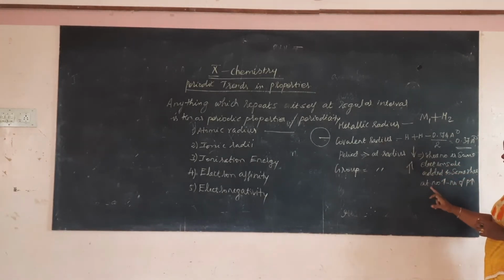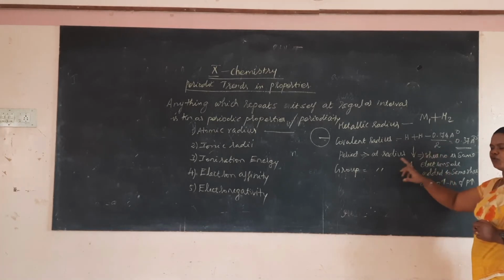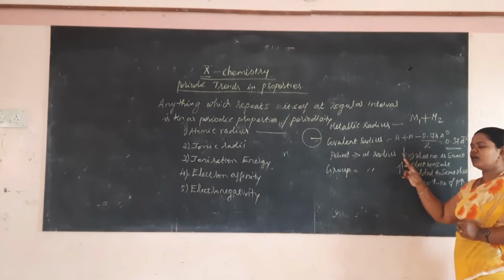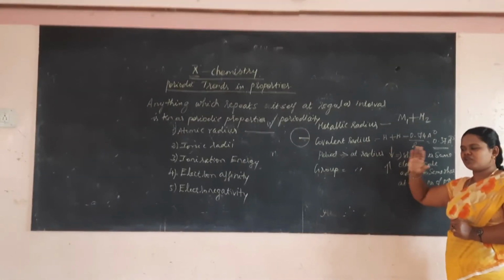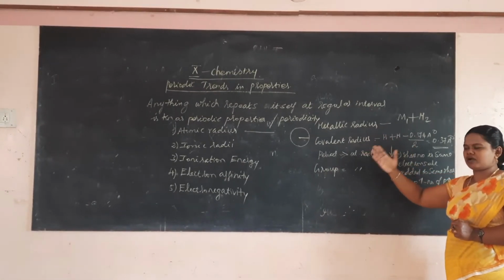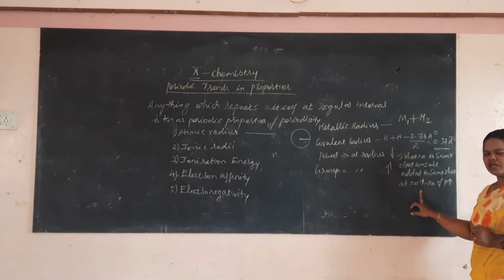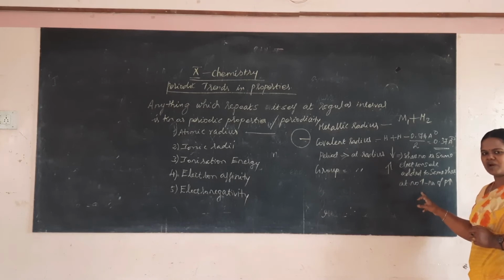And here what happened? The atomic number increases when you move from left to right in a period. Yesterday I told that horizontal rows are called period. When you move from left to right, it is called what? Period. So in a period, what happens? The atomic number increases. What is this atomic number? It is nothing but the number of protons.